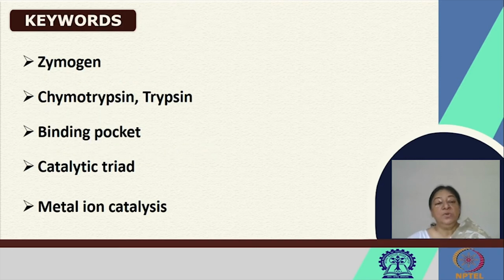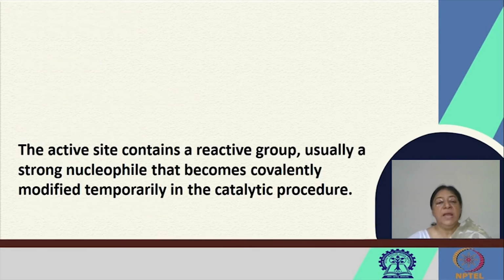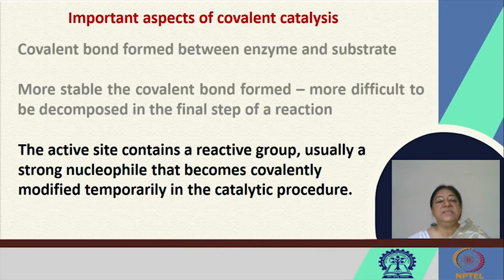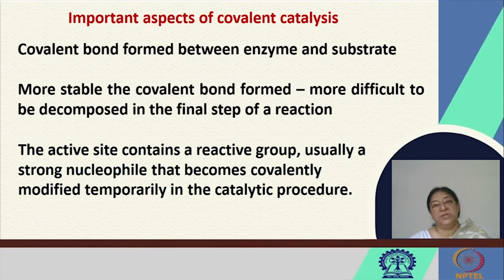In these, we will look at specific proteins, trypsin, chymotrypsin, their binding pockets, what we mean by a catalytic triad, and metal ion catalysis in some examples. Now, the important aspects of covalent catalysis indicate that there is a covalent bond formed between the enzyme and the substrate, as the name implies.